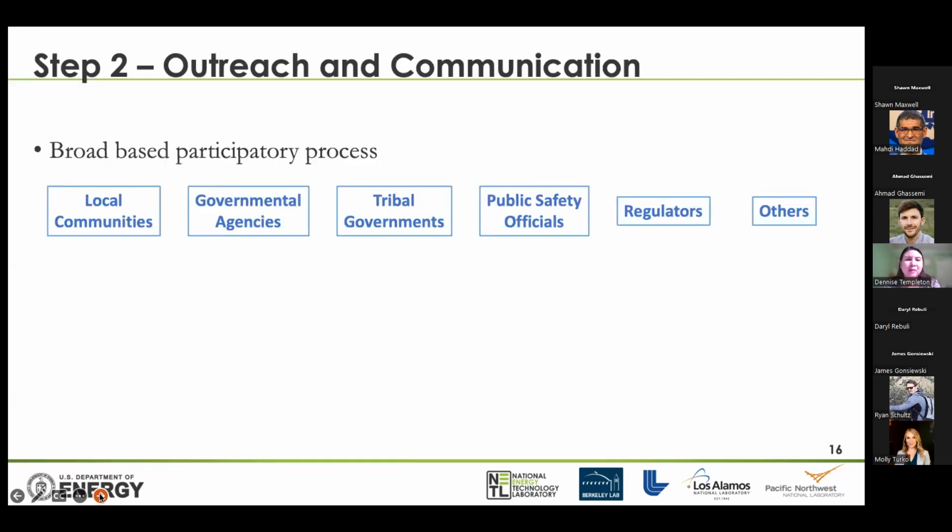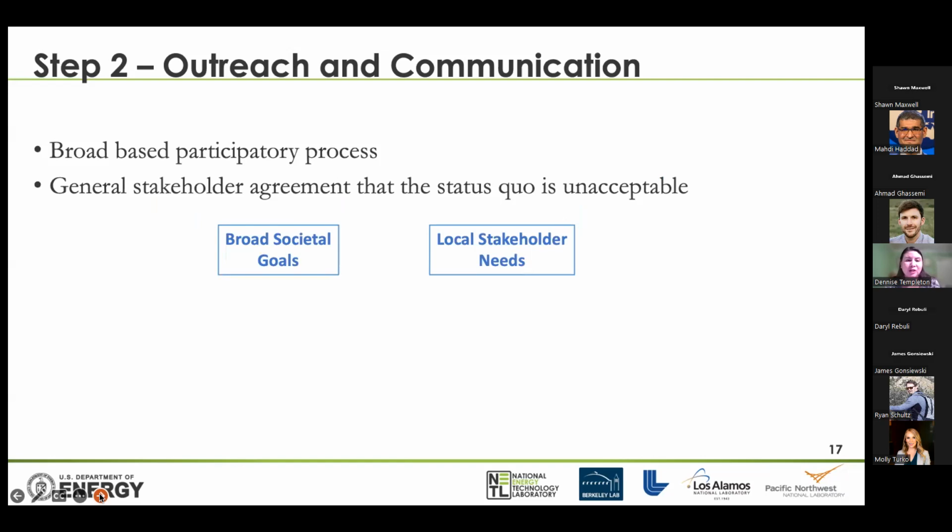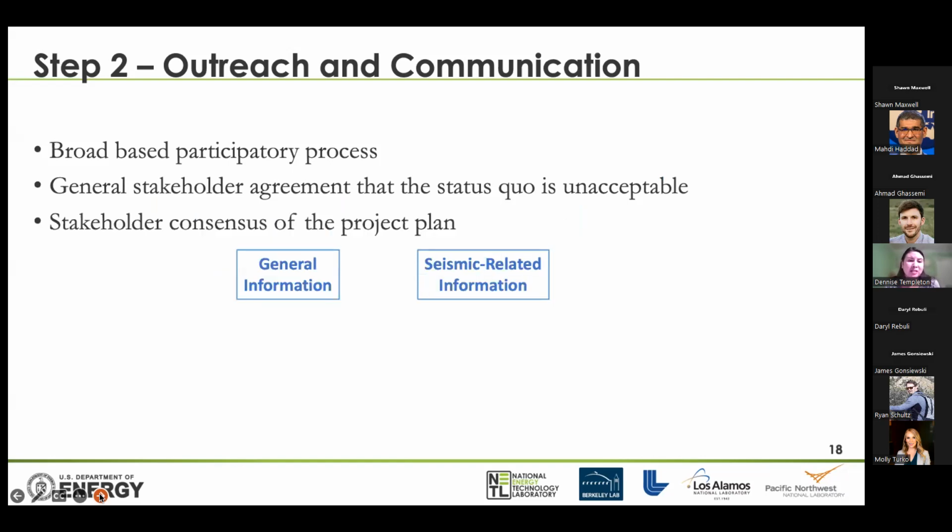So we start off with recommending a very broad-based participatory process, and this should really start at step 1, that we need to be talking to the local communities, the governmental agencies, the tribal governments, public safety officials, regulators, others. We need to discuss why we're doing this, what the broad societal goals are, but also how this will help local stakeholder needs as well. We need to essentially get stakeholder consensus on the project plan. So this isn't assuming that 100% of the people are going to agree, but just that we can go together as a group, give them general information, but also seismic related information.